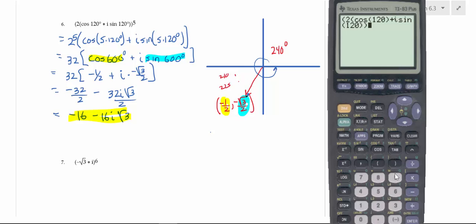Let's see. I think I might need one more parenthesis. Go to the 5th power. There we go. Okay, I missed a parenthesis on that. That's what my problem was. Okay, I figured it would work.